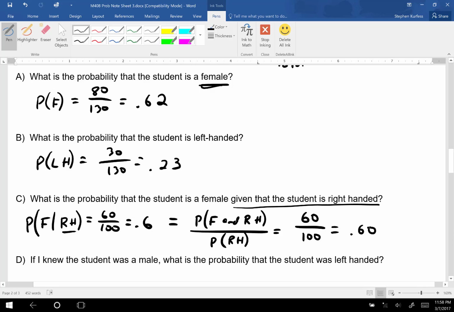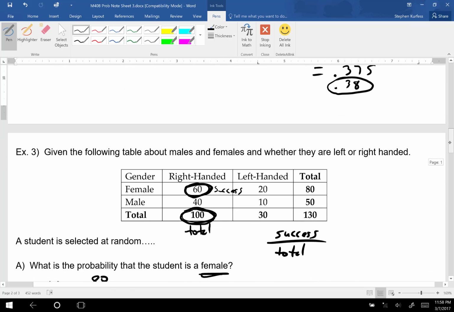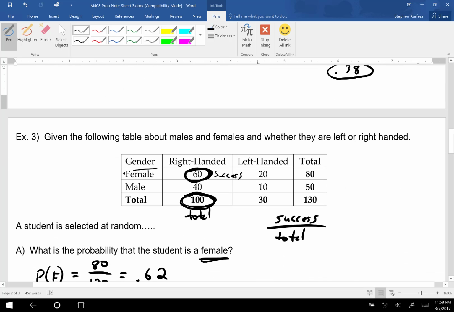Okay? So kind of trying to show you a little bit, almost logically using the chart and then actually using the formula. Okay? So probability of female and right-handed, you're getting both. It's where it intersects. Female and right-handed. There are 60 of them. And then the probability of just being right-handed, there are 100 of them. Okay? Not bad.